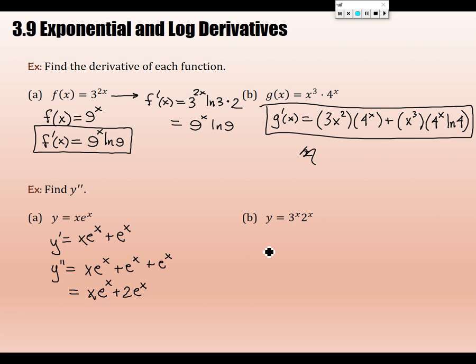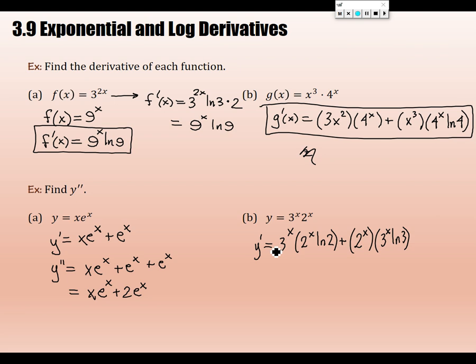What do you got? 2 to the x times 2 to the x ln 2 plus 2 to the x times 3 to the x ln 2. Okay. That's y prime. Oh. We're supposed to do y double prime too. Does anyone have any tips for us?